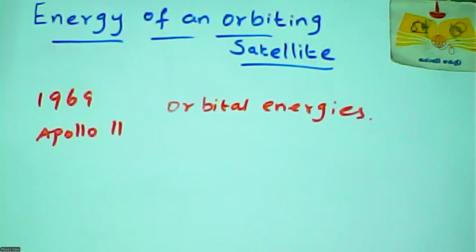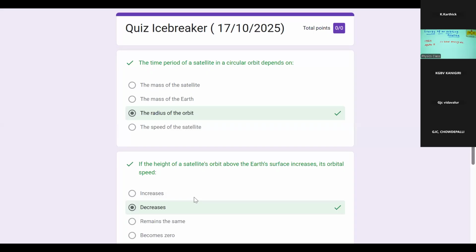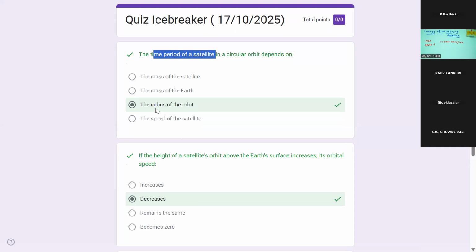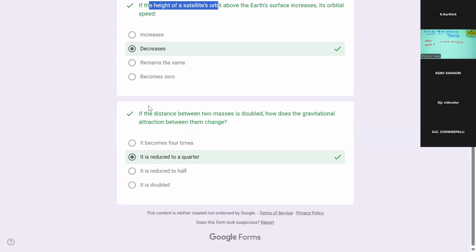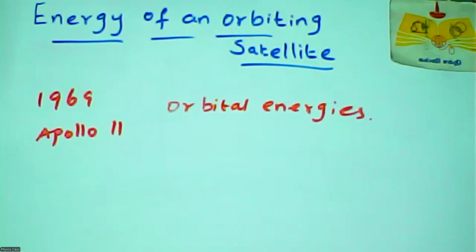Yes. Now the screen is clear. Now you can check the answers. In the previous case, the time period of a satellite in a circular orbit depends on the radius of the orbit. As the height of the satellite orbit above the Earth's surface increases, orbital speed decreases. And the final one: if the distance between two masses is doubled, the gravitational attraction between them is reduced to a quarter. Is it correct? Okay, right.